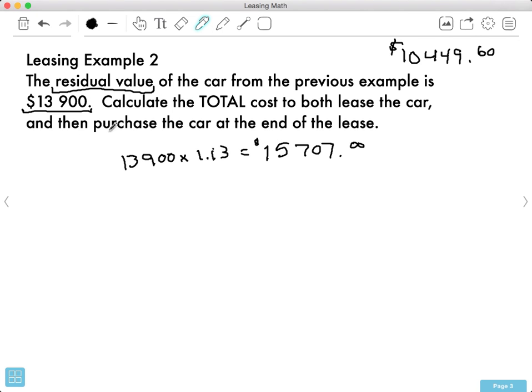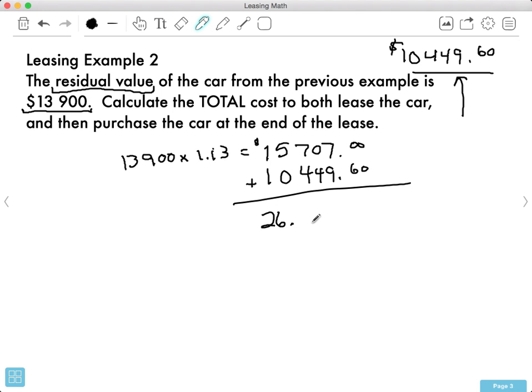But they don't just want the cost to purchase it, they want the total cost to lease it and then purchase it. Don't forget you leased it for 3 years and spent $10,449.60. So if we add that on to what it would cost to buy the car, and we add those two values together, we end up getting a total cost to you of $26,156.60.